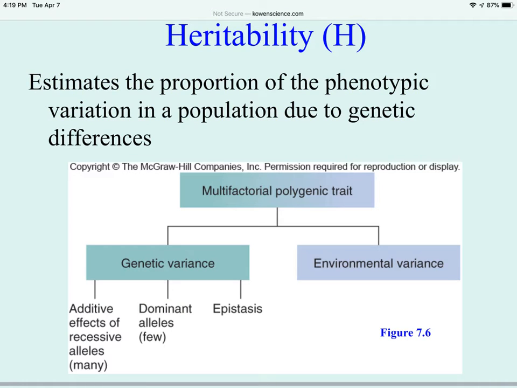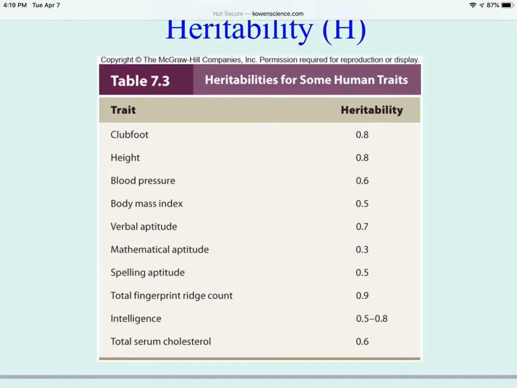So we've talked about multifactorial traits and how they could be due to environmental variance or could be due to genetic variance. Heritability is the estimation of the proportion of phenotypic variations in a population that's due to genetic differences, not environmental. And here I posted a chart of some of the human traits and the heritability of these traits.